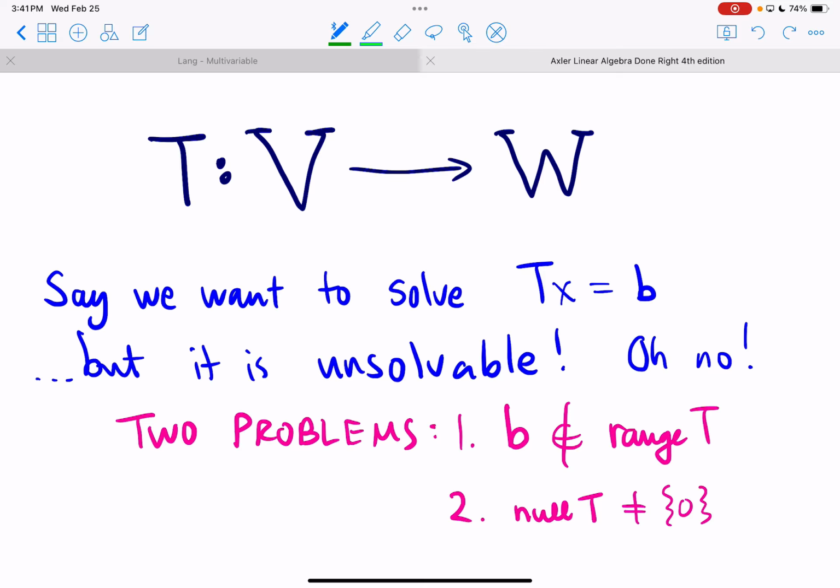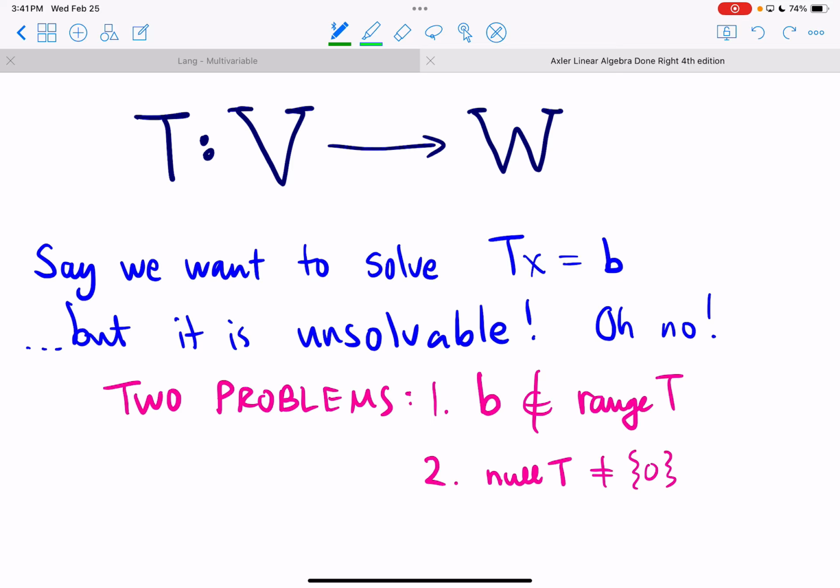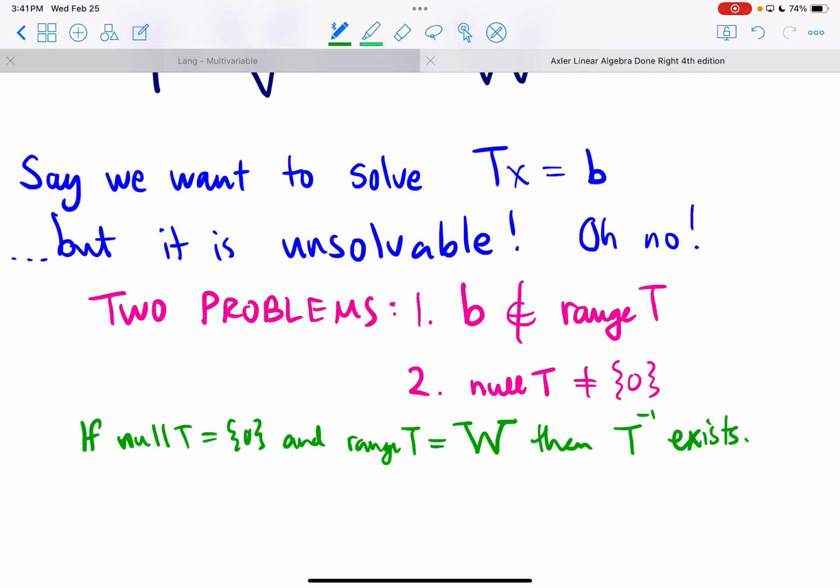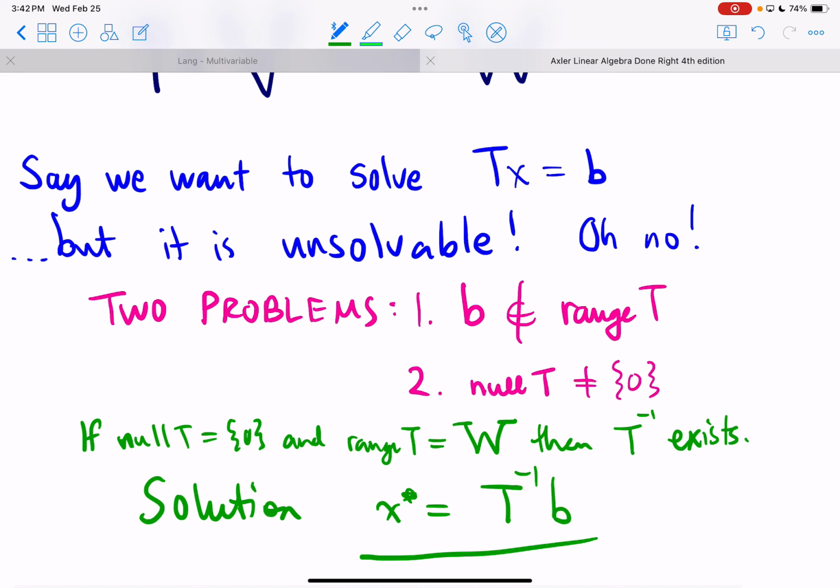If these weren't problems, so like if null of T was 0 and range of T was everything in W, then T inverse exists, right? And then the solution is that X star, this X star is my solution, is T inverse B.